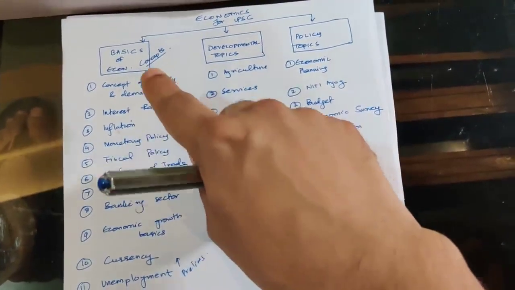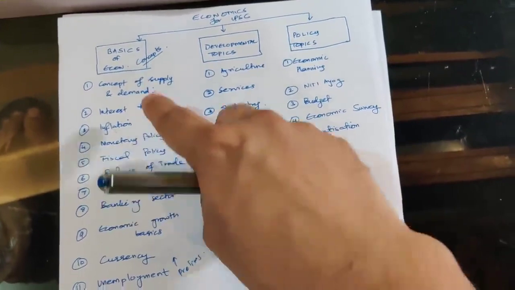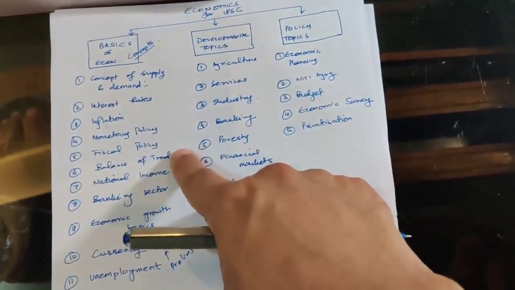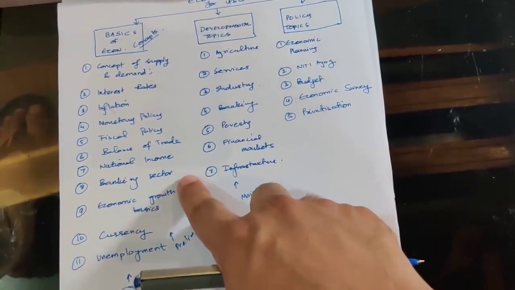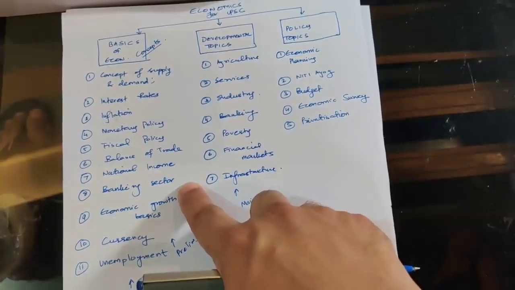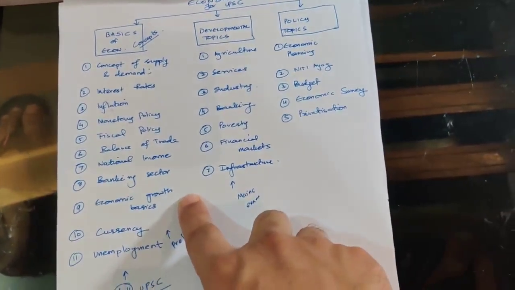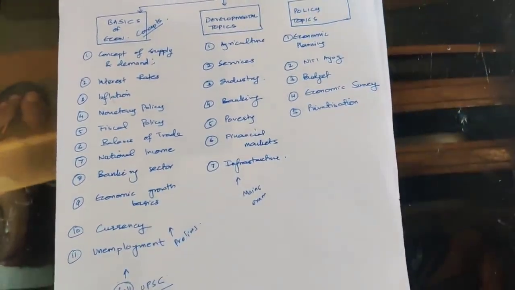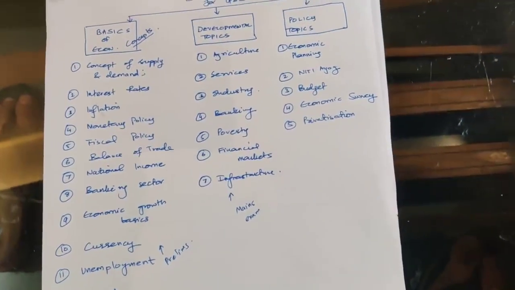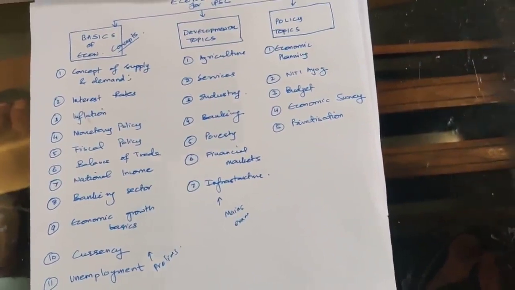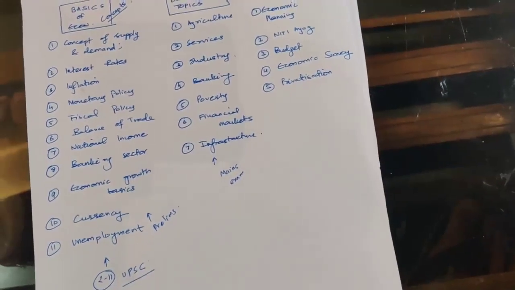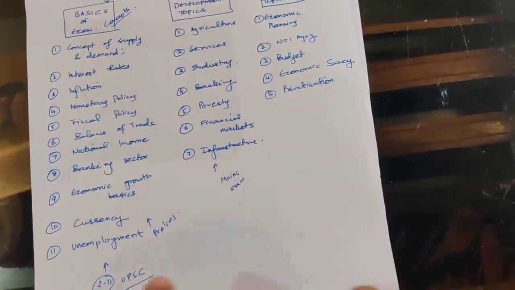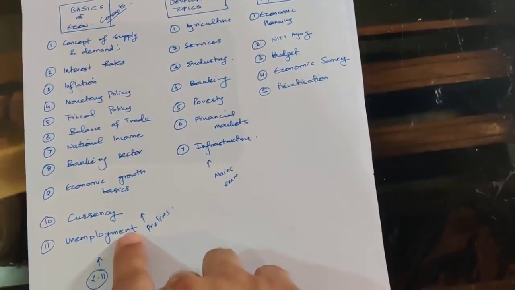So what are these topics? Interest rates, inflation, monetary policy, fiscal policy, balance of trade, national income, the Indian banking and financial sector, and economic growth basics, basically how economic growth is measured and how various methods have been developed in India to understand economic growth. Then after that, currency and unemployment.